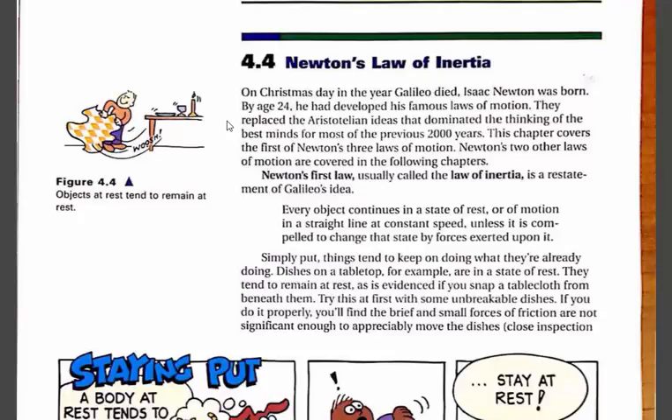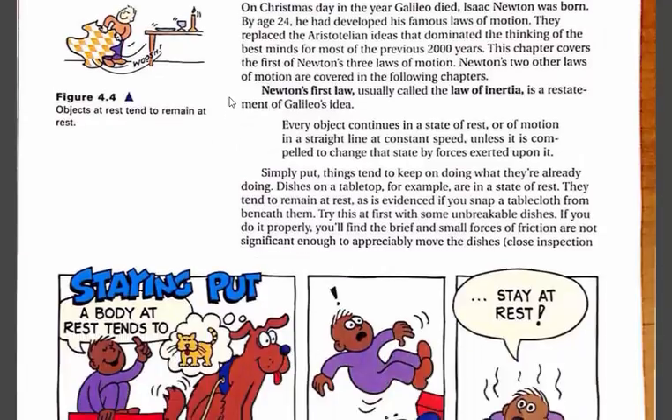This chapter covers the first of Newton's 3 laws of motion. Newton's 2 other laws of motion are covered in the following chapters. Newton's first law, usually called the law of inertia, is a restatement of Galileo's idea. Every object continues in a state of rest or of motion in a straight line at constant speed, unless it is compelled to change that state by forces exerted upon it.